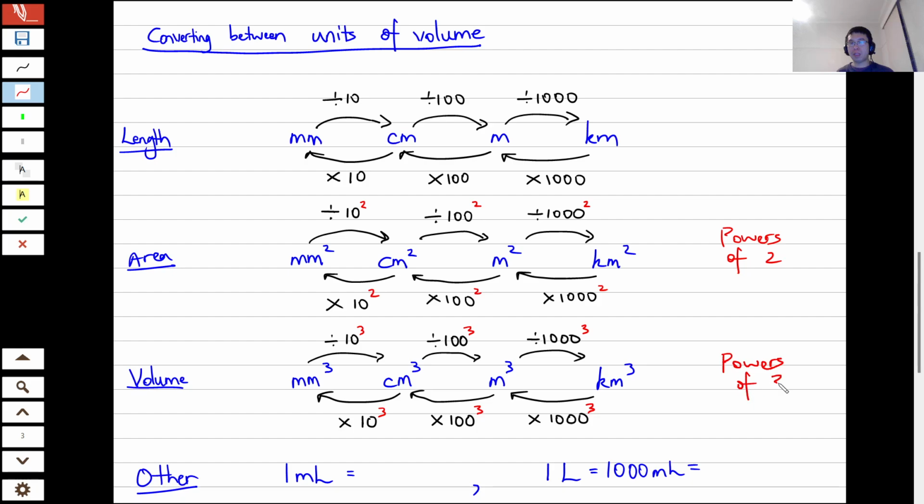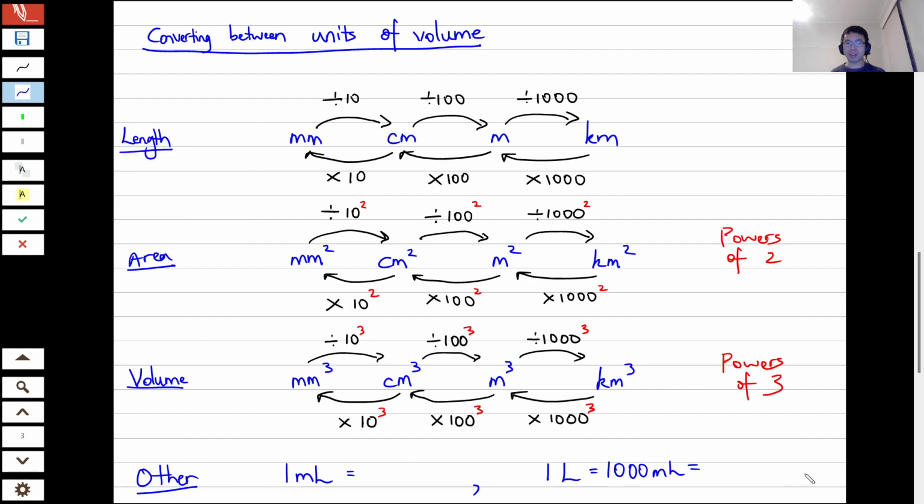So, if you know the first diagram, you get the second two diagrams for area and volume for free, as long as you remember powers of 2 for area, powers of 3 for volume. Now, there's one other thing that's worth noting.